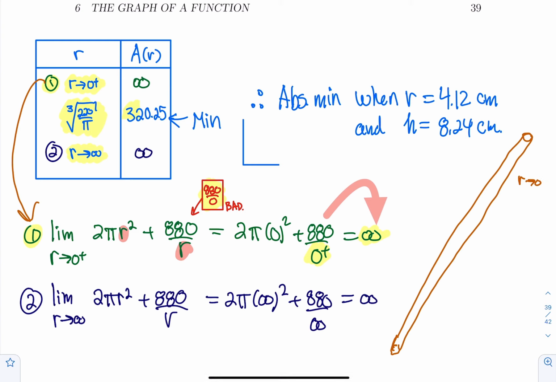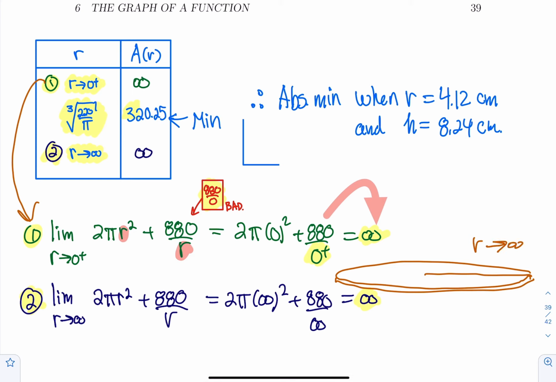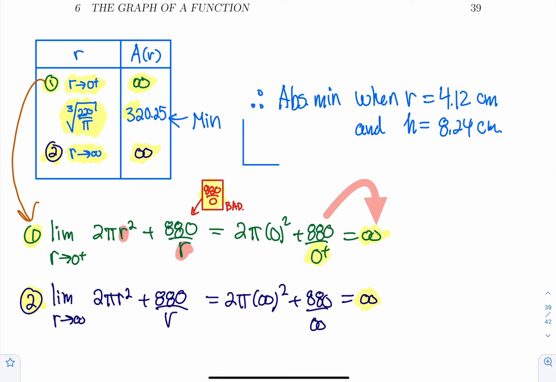What about the other extreme? When r goes to infinity, basically you're building a can that looks like a disc. So for the second limit here, this one is a bit easier. If you compute the limit as r goes to infinity by replacing all the r's by infinity, you will get infinity too. So if you're designing a can to have a very large radius, the height will be very small, but the total area will be huge. So of course, now back to our table. The limit to 0 plus is infinity. The limit to infinity is infinity, a very large quantity.